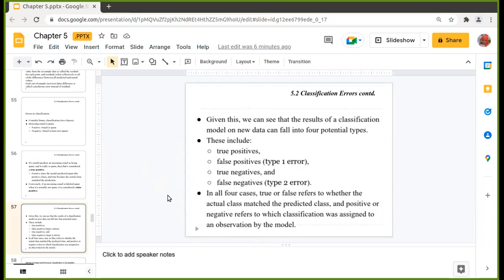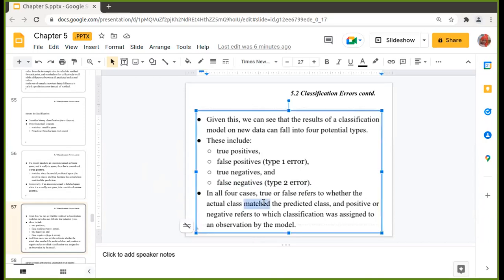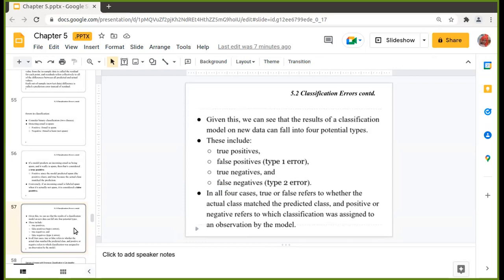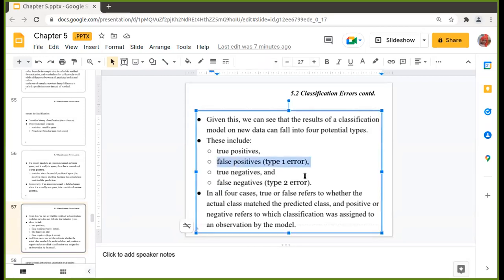Whatever these 4 cases are, true and false refer to whether the actual class matched the predicted class, and positive or negative refers to which classification was assigned to an observation by the model. So this was regarding the 4 types of classification outcomes, and out of that this one will be called a type 1 error, and this will be called a type 2 error.